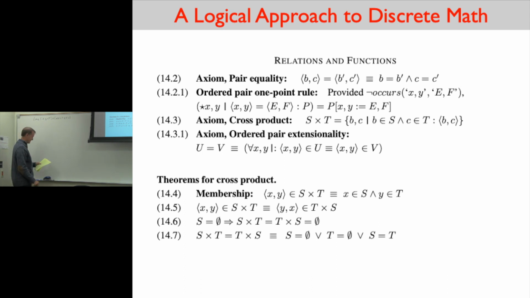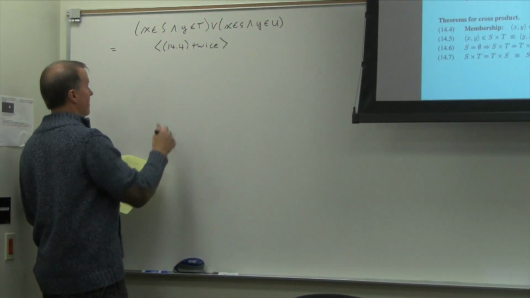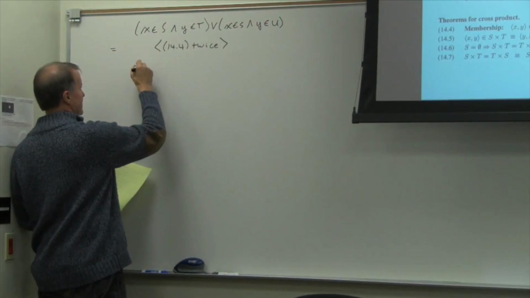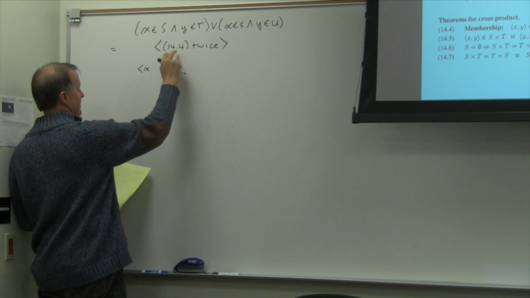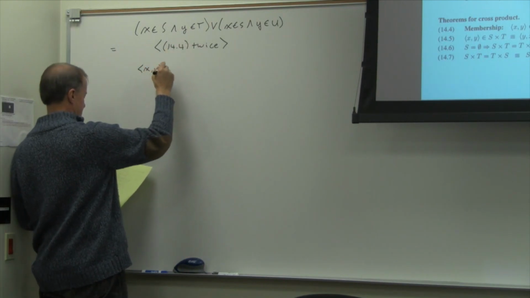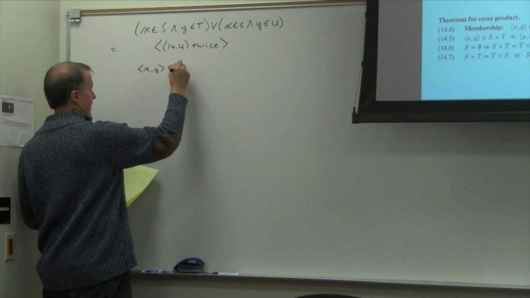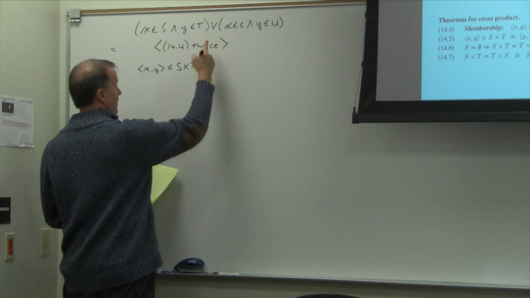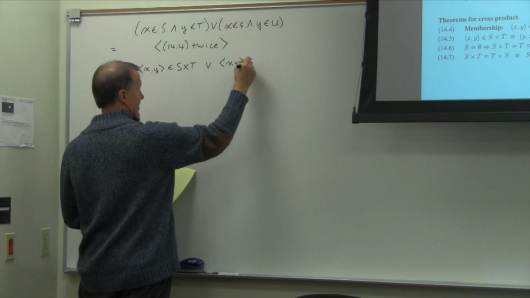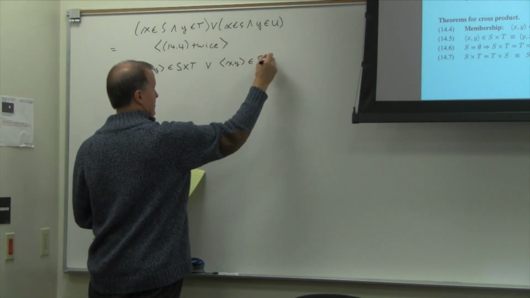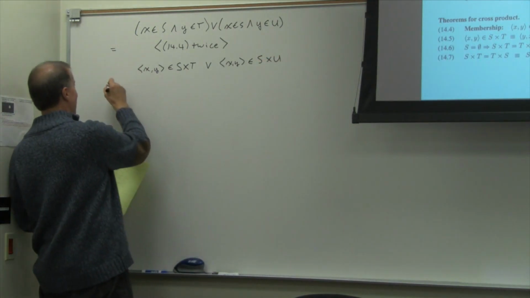Okay, so now, by 14.4 twice, this gives us: x is an element of S and y is an element of T, so the ordered pair (x, y) is an element of S cross T, or the ordered pair (x, y) is an element of S cross U.